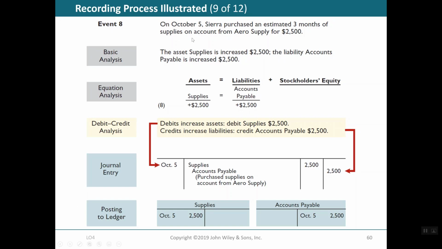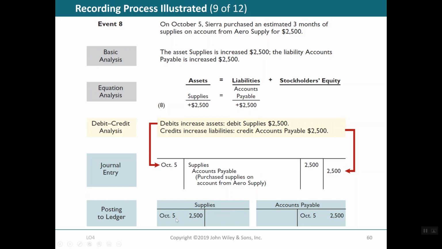Okay. Anytime you see account, remember you bought it on credit. Okay. What is the equation analysis? It is an increase in our assets, which is supplies, and an increase in our liability. Okay, so debit supplies 2,500 and credit accounts payable 2,500.